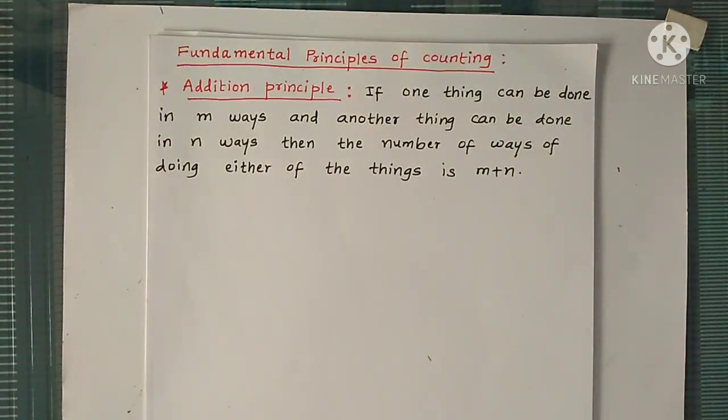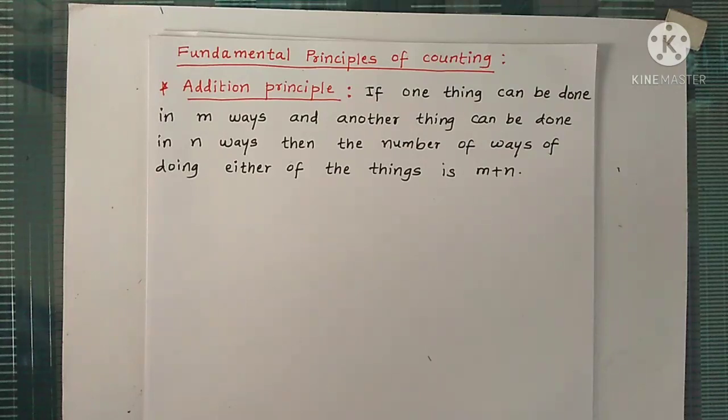Students, in this video we are going to learn two principles of counting. So the first fundamental principle of counting is the addition principle. So let's see what the addition principle is. If one thing can be done in m ways and another thing can be done in n ways, then the number of ways of doing either of the things is m plus n.